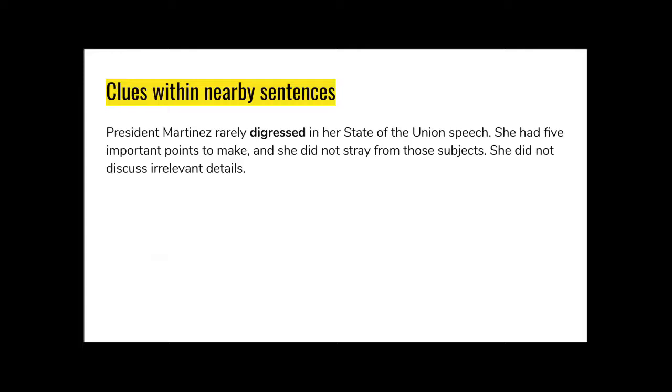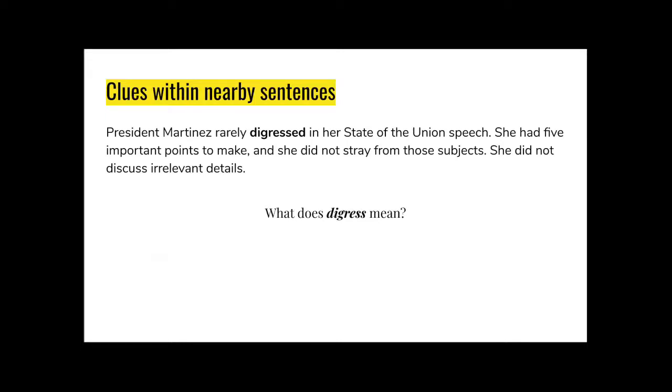Clues within nearby sentences will often help us to figure out what that unknown word means. Let's take a look at the given example. President Martinez rarely digressed in her State of the Union speech. She had 5 important points to make, and she did not stray from those subjects. She did not discuss irrelevant details. Well, as we see, we have the highlighted word digressed. Now, if you don't know what this word means, we can look at some of the clues within this passage to help us figure out the meaning behind that word. So, what does digress mean?